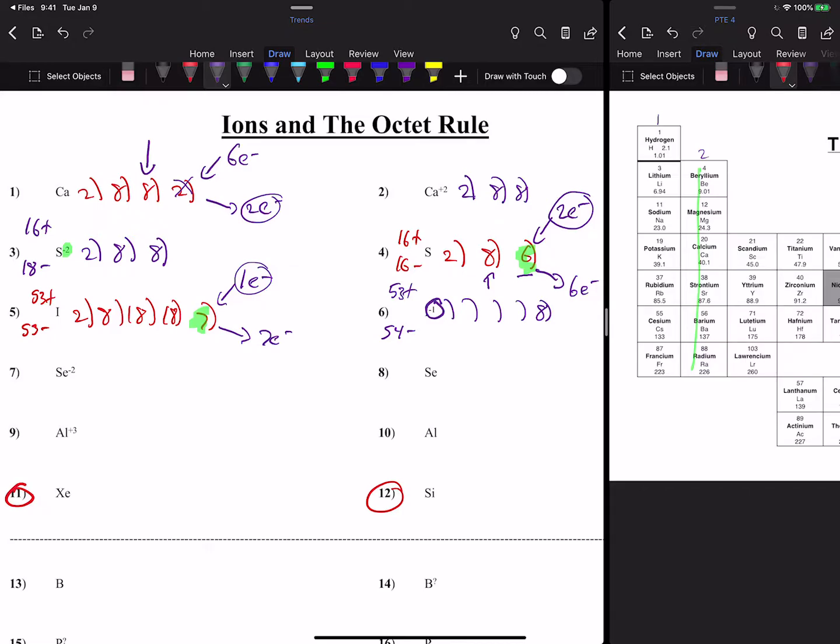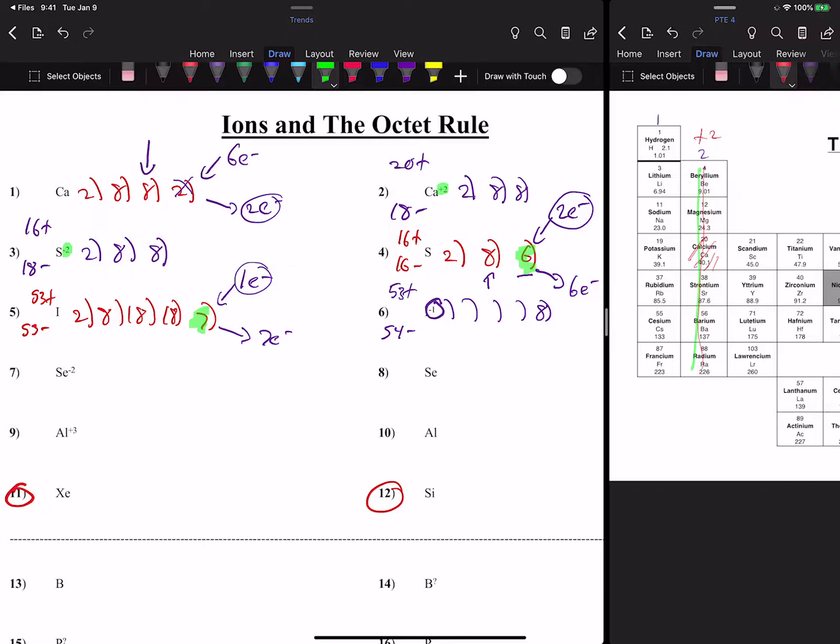So we started with 20 protons, and now when you count them up out in the cloud, we only have 18 electrons. So now there's an excess of positive charge. There's an excess of 2 positive charges, and that's why the charge is now positive 2. So on our periodic table, we have calcium right here. It's in group 2. All those elements do the same thing and form ions with a positive 2.